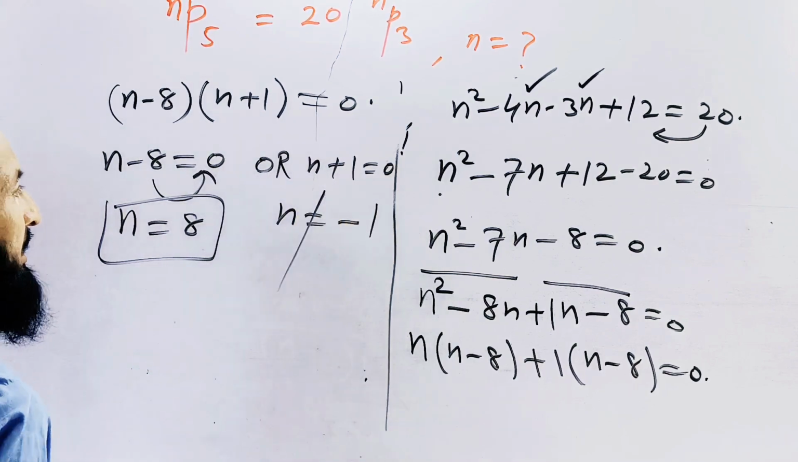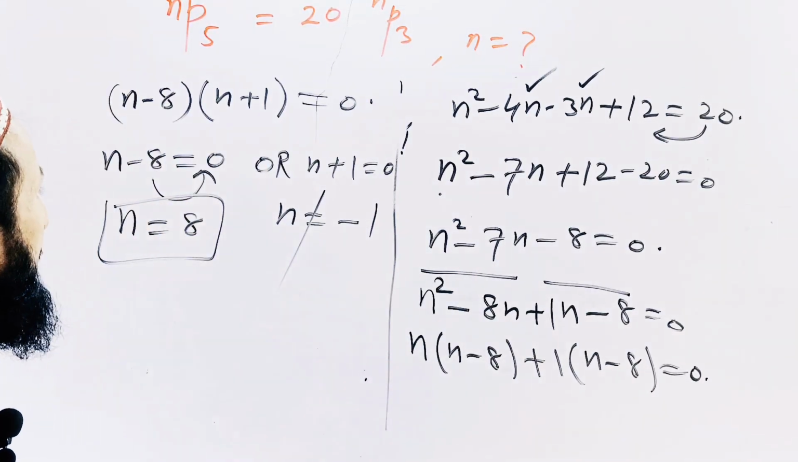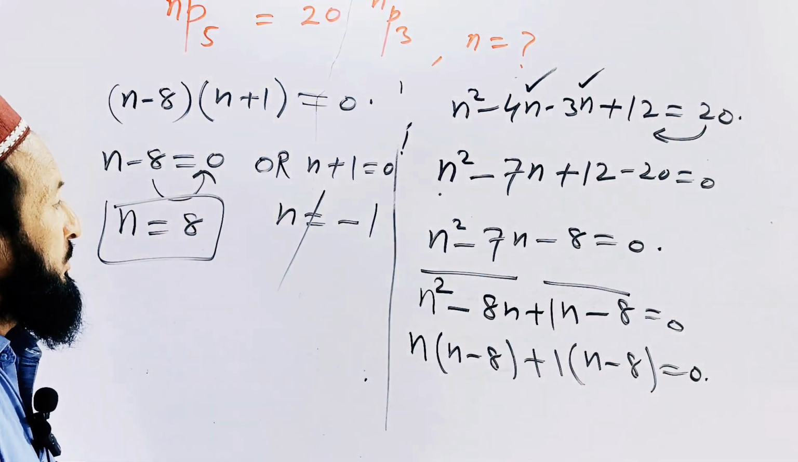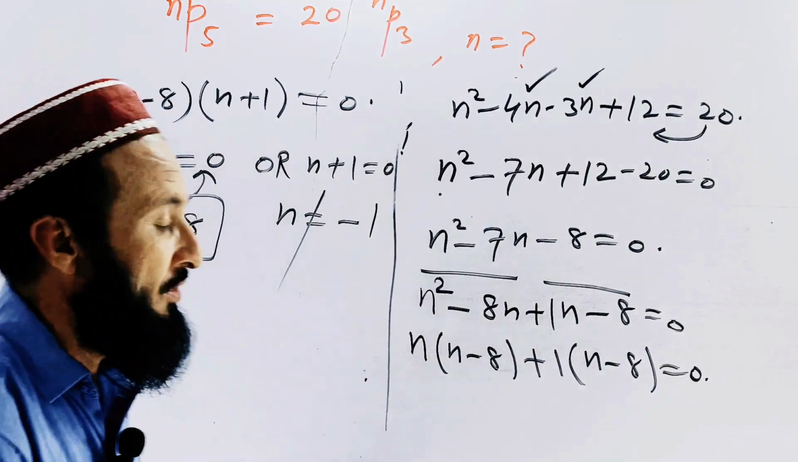Minus 1 is not valid in the factorial case, so n must be positive. So we get the answer: n is equal to 8.